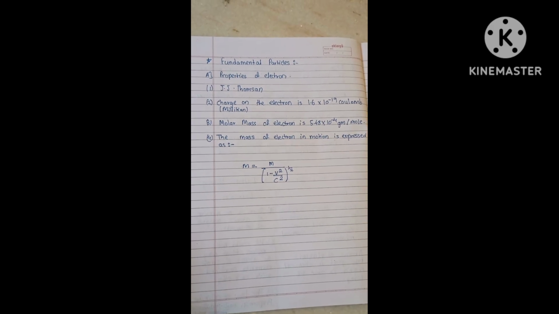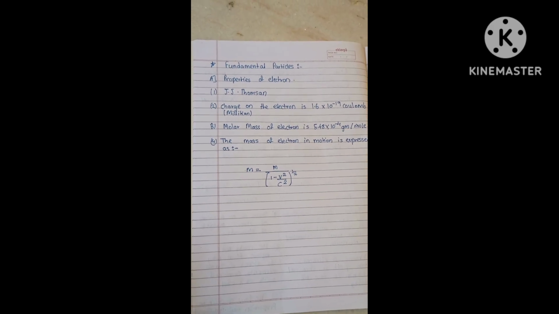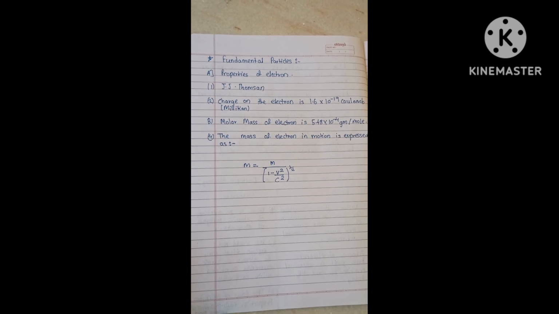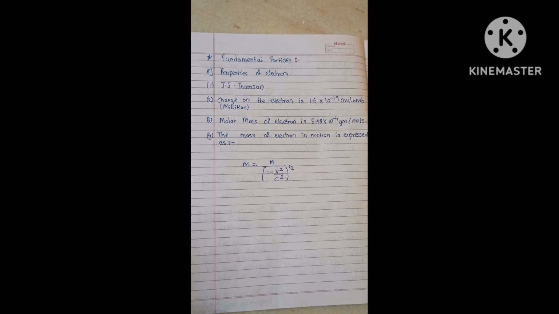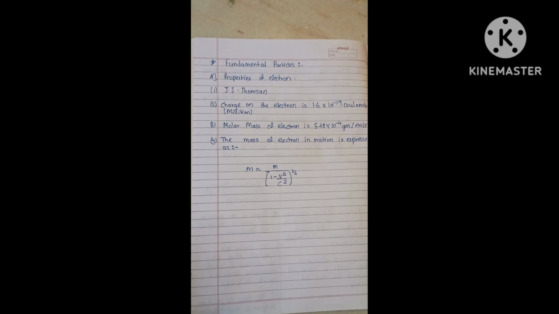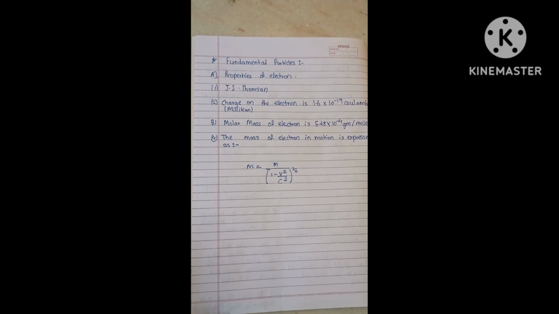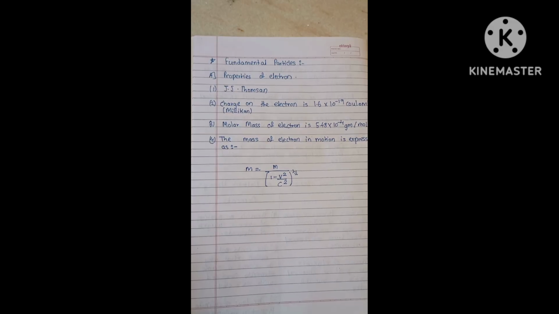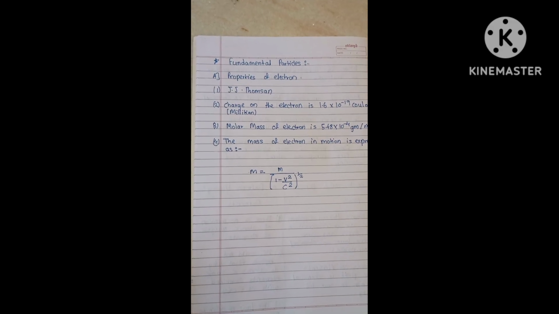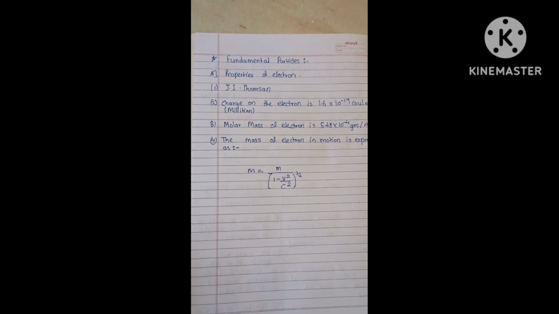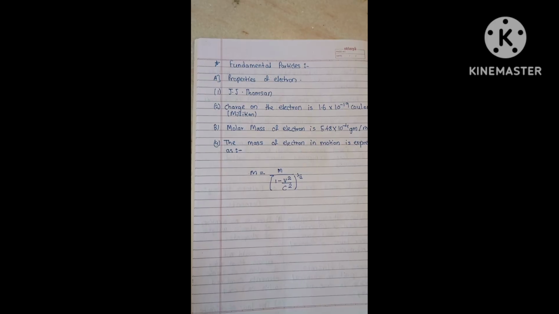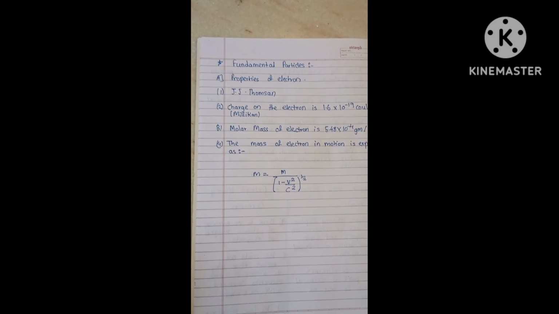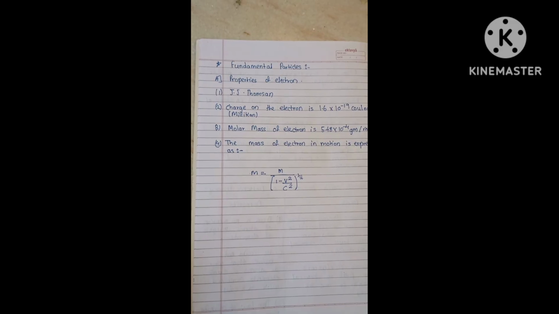So now we will discuss some 3 points. In 1897, J.J. Thomson determined the e by m value, like charge by mass, of the electron by studying the deflection of cathode rays in electric and magnetic field. The value of e by m has been found to be minus 1.7588 into 10 raised to 8 coulomb per gram.